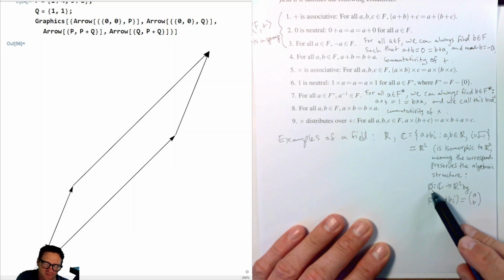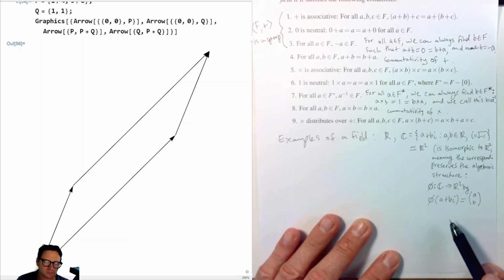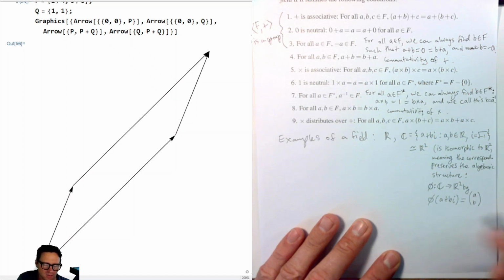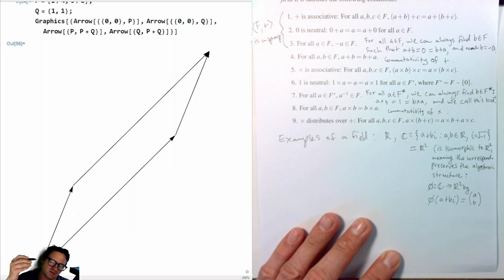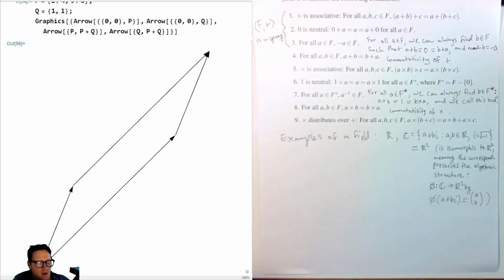then this map phi, or function phi, preserves the algebraic structure, meaning that phi of (a1 plus b1i) plus phi of (a2 plus b2i) is phi of the sum of those two complex numbers. And the same or similar for multiplication. And we would say that phi is an isomorphism of fields. All right, so that's a bit of a digression.